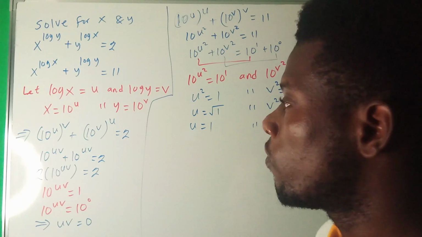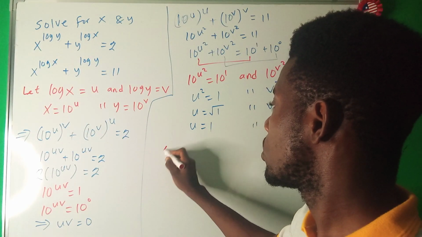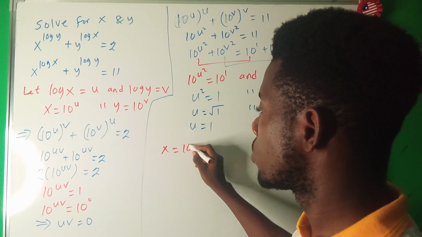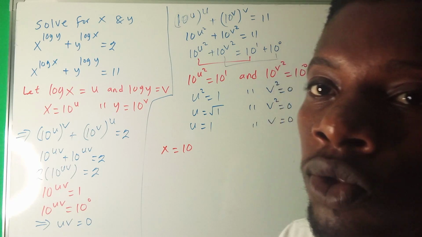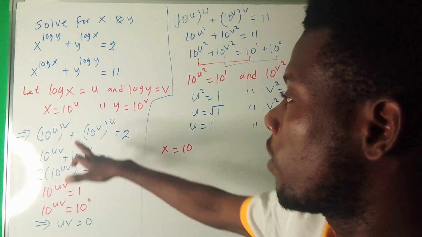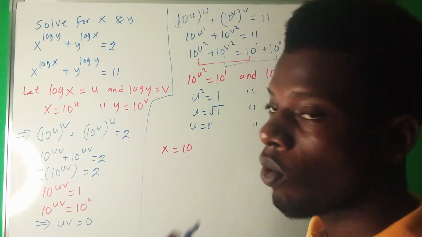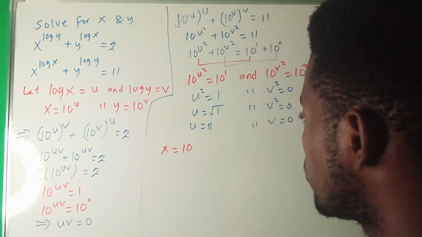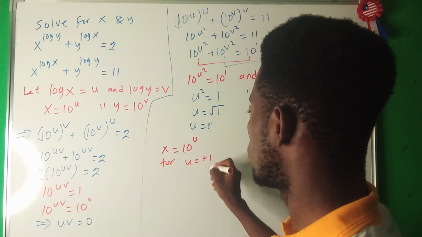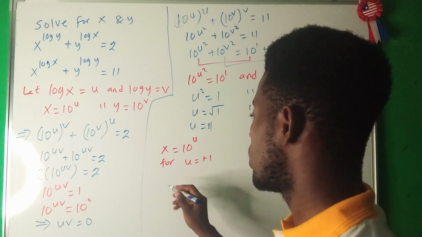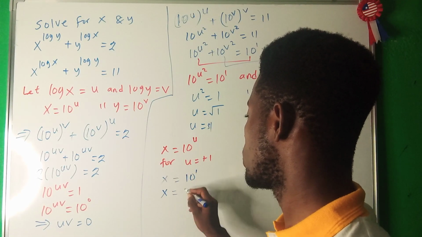Now, we move on to find the value of x and y. So right here, we have x is equal to 10 raised to the power of u, and u is 1. So we are actually going to take the two values of u because we have 10 raised to the power of u. So we take plus or minus 1. So x is equal to 10 raised to the power of u. So for u is equal to positive 1, we have x is equal to 10 raised to the power of 1. So x is equal to 10.